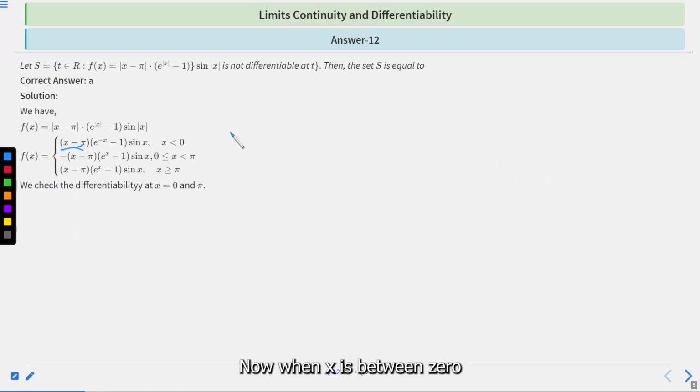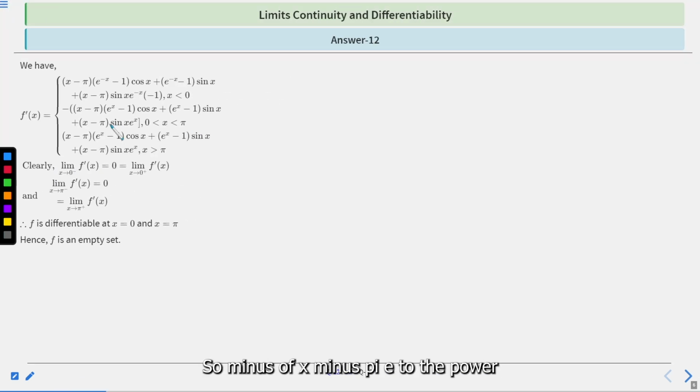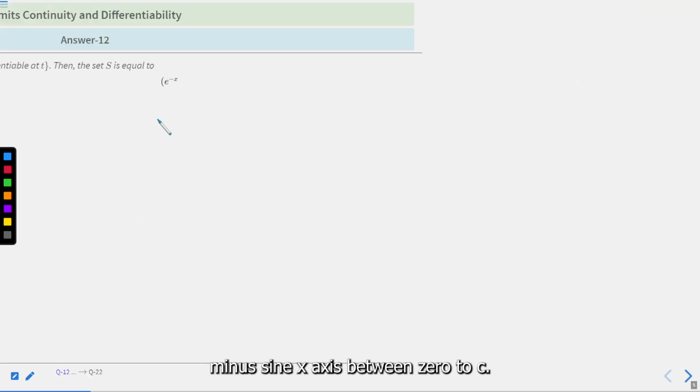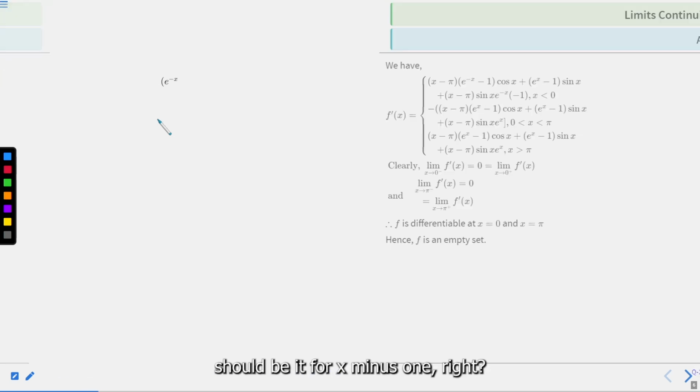Now when x is between 0 and π, let's differentiate. Again we have to use the product rule. So minus of (x − π) e^(x−1) cos x, minus e^(x−1) sin x, plus (x − π) sin x e^(x−1). Clear? When x is between 0 and π, it should be e^(x−1), right?